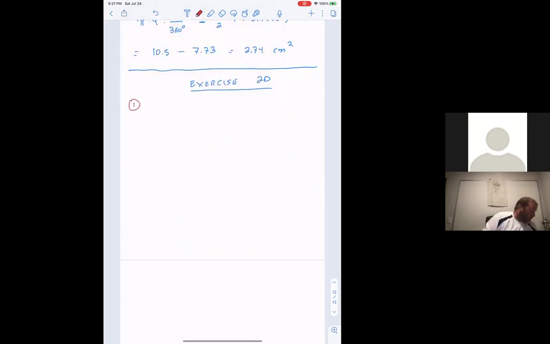Question number 1. 3 parts. Determine the areas of the sectors with radius and central angle given below. So here's A. Radius 6 centimeters, central angle 70 degrees. Pause. Solve. Area is pi r squared, pi times 36, which is 6 squared, times 70 over 360. This gives me 22.0 square centimeters.